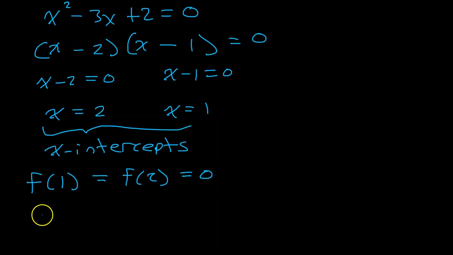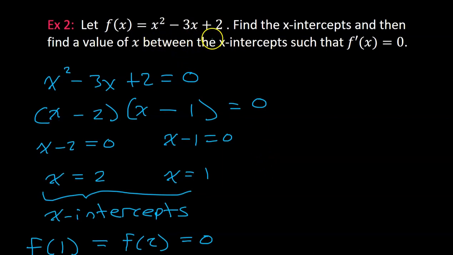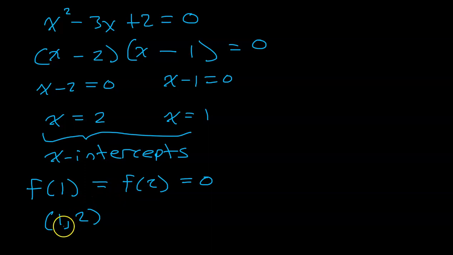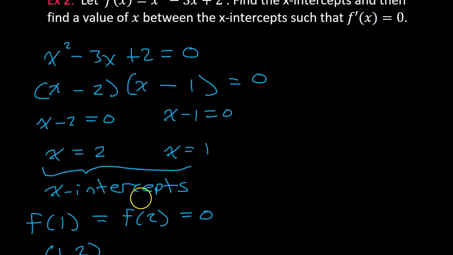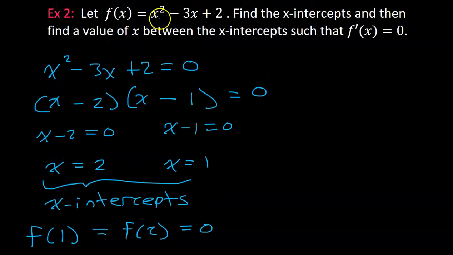So this fits Rolle's theorem on the open interval from 1 to 2, if we keep in mind that a polynomial function is always going to be continuous and differentiable. So that means, according to Rolle's theorem, there must be a value of x somewhere between 1 and 2 such that the derivative will equal 0. So now it's time to go ahead and find that value. We're going to have to find the derivative and set it equal to 0 and then solve it.